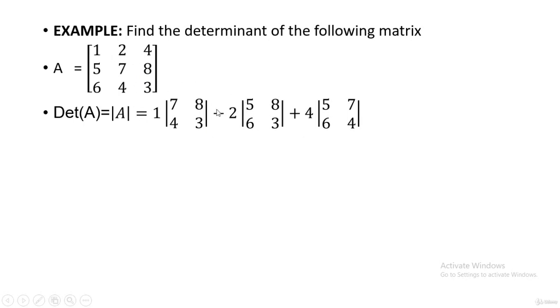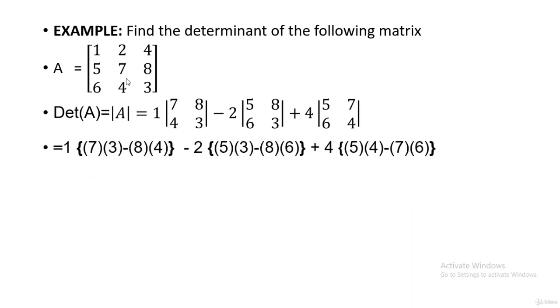Then the alternating sign is minus. 2 as it is. 2 stands here, which means we're going to hide the first row and second column. 5, 8, 6 and 3. The alternating sign is plus, minus and then plus. That means 4 as it is, first row, third column: 5, 7, 6, 4.